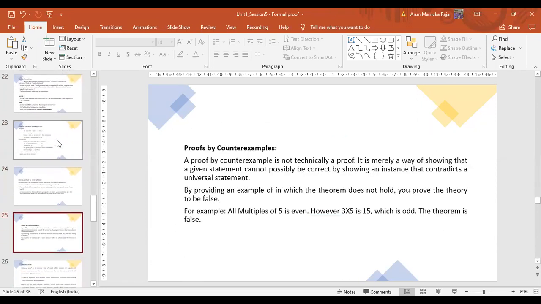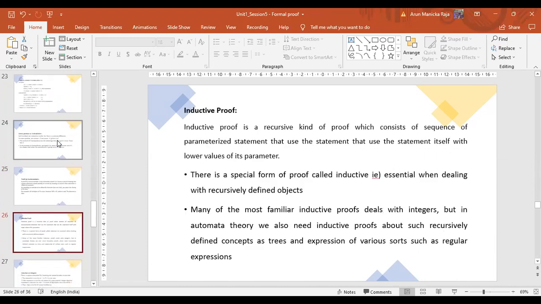So on the basis of contrapositive and contradiction, we proved some of the theorems and started the inductive proof, right? Inductive proof is nothing but a recursive kind of proof. We have to take each and every step, n equal to 0, n equal to 1, n equal to 2, like that, and do the same problem. That's why it's called a recursive one.